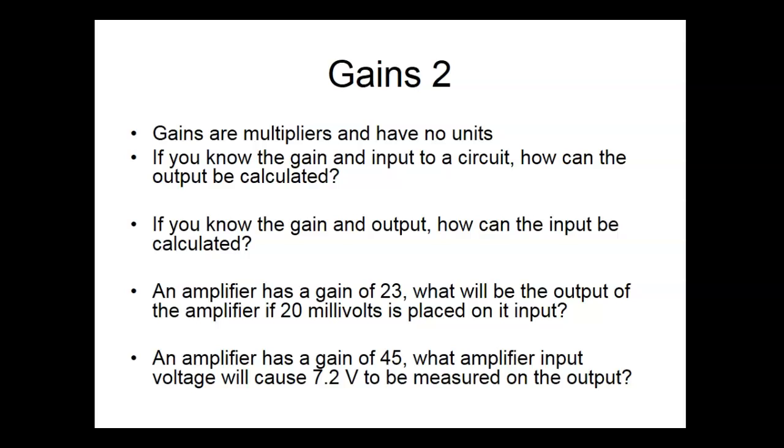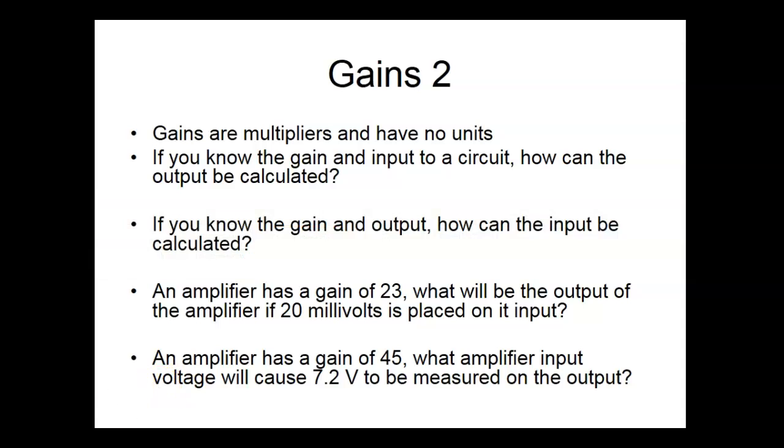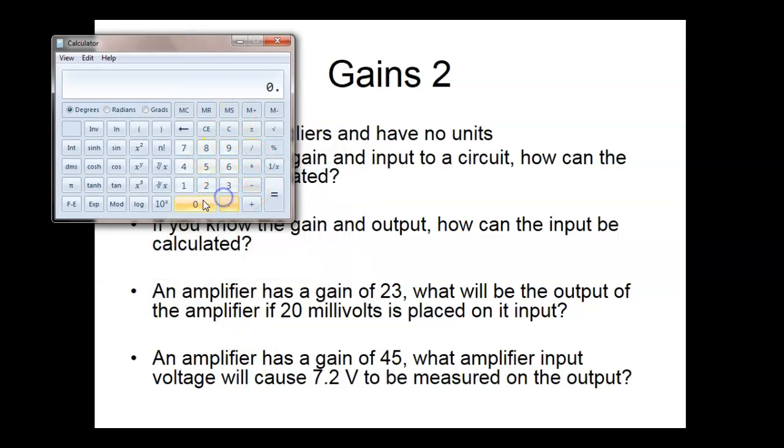An amplifier has a gain of 23. What will be the output of the amplifier if 20 millivolts is placed on the input? I'm giving you the gain of 23. I'm telling you what I'm putting on the input, and I want to know what I should expect on the output. So what we got? So Mario's got 0.46. Anybody else got anything different? So in, right, times the gain.